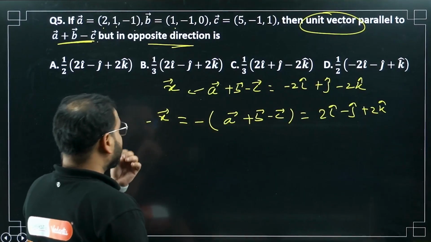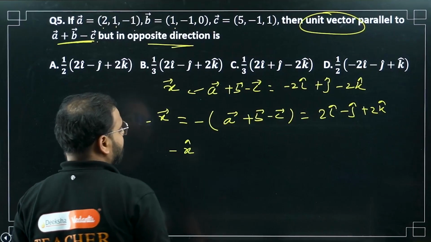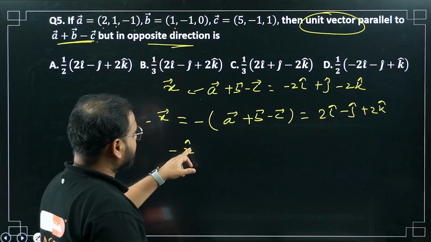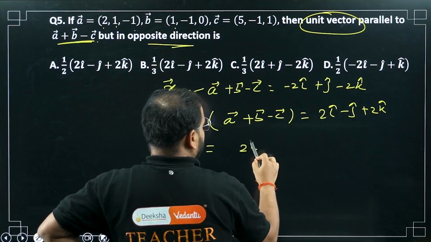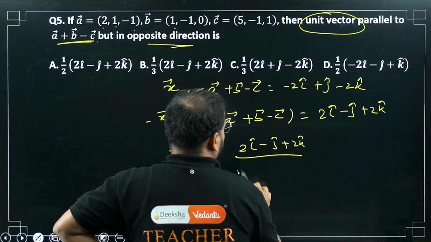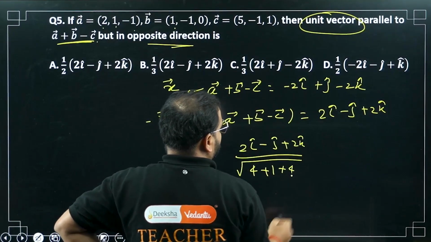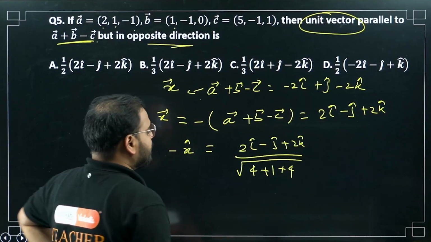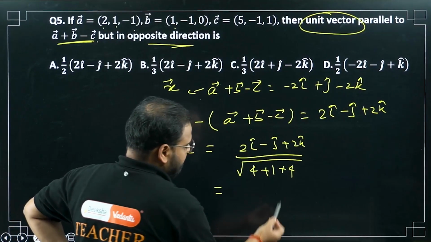Now, are we looking for this answer? No, sir, we are looking for minus x cap. Not the vector, we are looking for the unit vector. What's that going to be? This vector divided by the mod of this vector. What is that going to be? 4 plus 1 plus 4. 2 square is 4, minus 1 square is 1, and 2 square is again 4. 4 plus 1 is 5, plus 4 is 9.